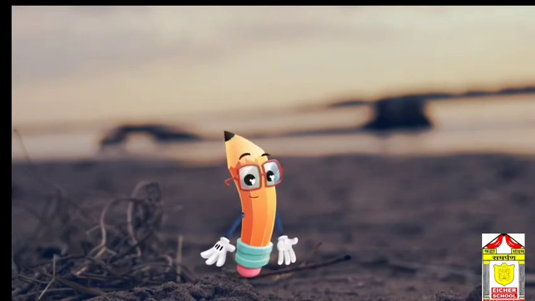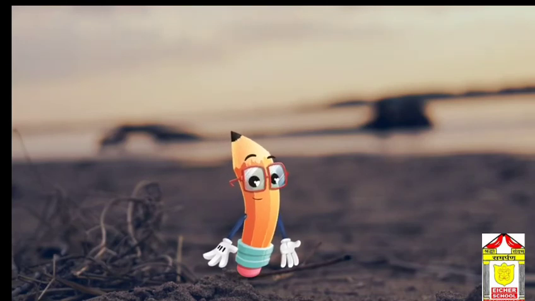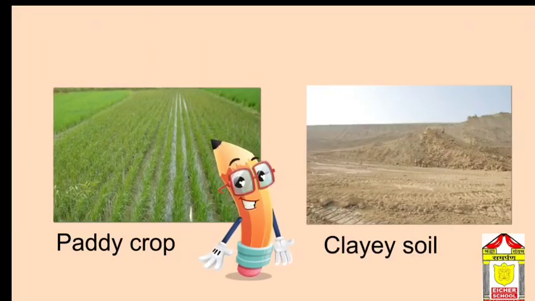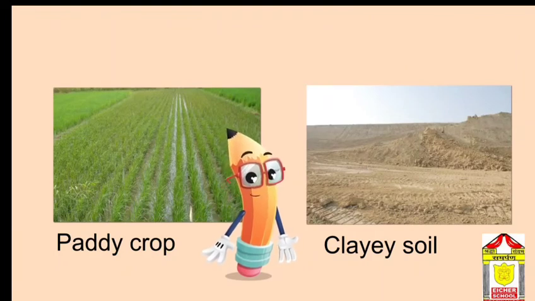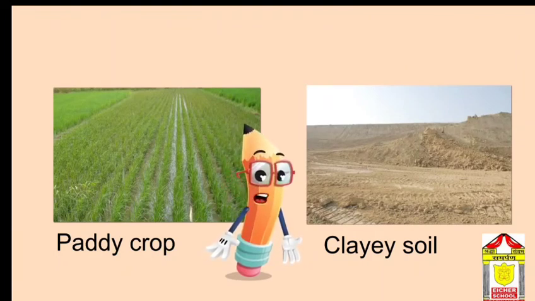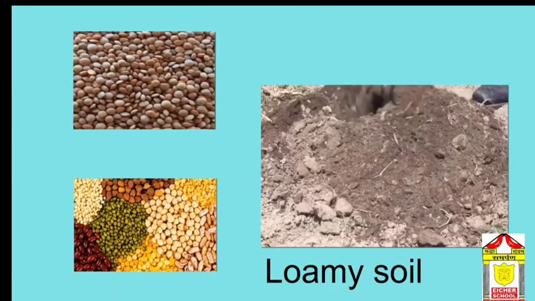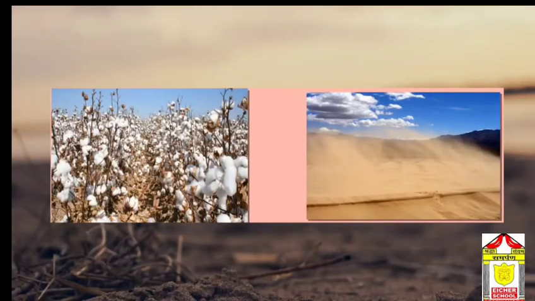For paddy, soils rich in clay and organic matter and having a good capacity of retaining water are ideal. For lentils, or we can say masoor, and other pulses, loamy soils which drain water easily are required. For cotton, sandy loam or loam which drain water easily and can hold plenty of air are more suitable.